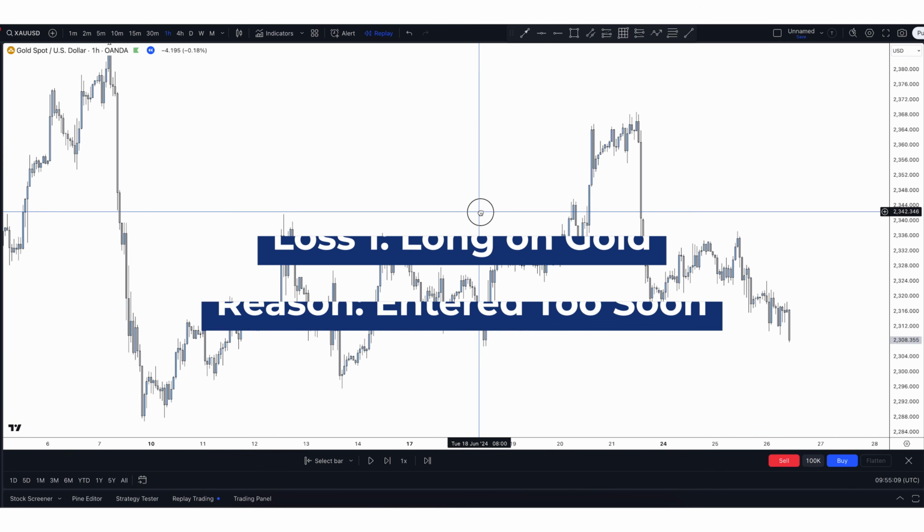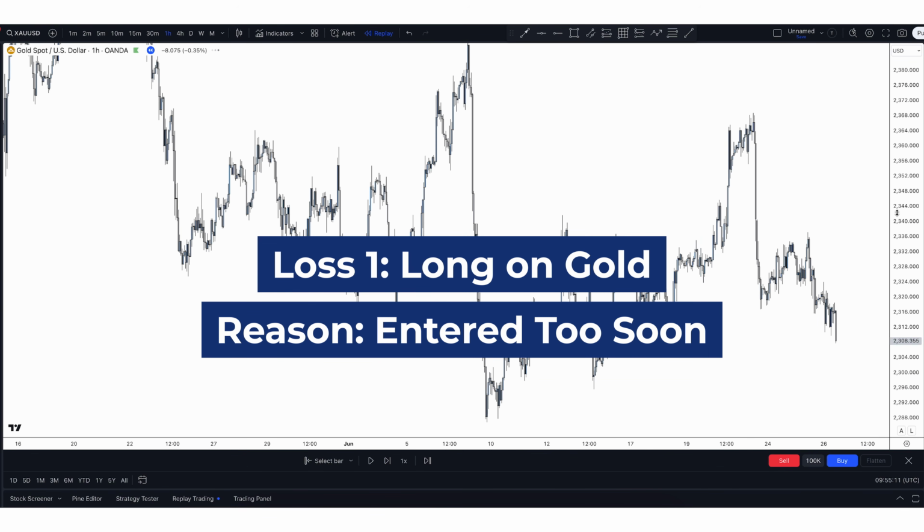We're going to look at what I did wrong, what I could have done better, and how we can avoid these losses in the future, and how to take lessons from every loss that you take as a whole. So let's get into it. The first trade to look back on is a long that I took on gold.